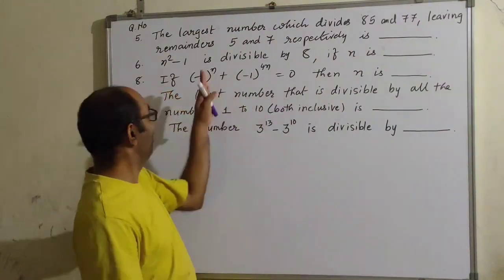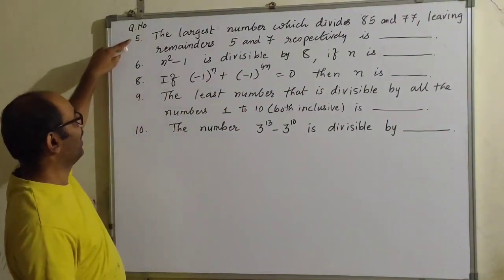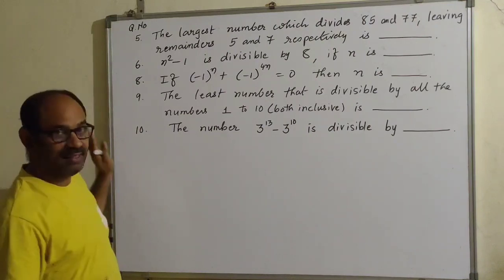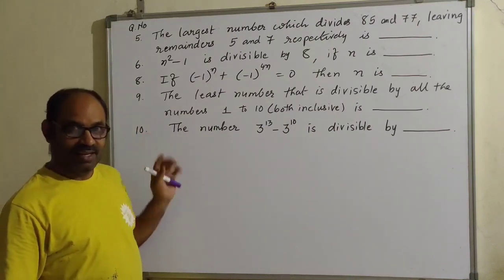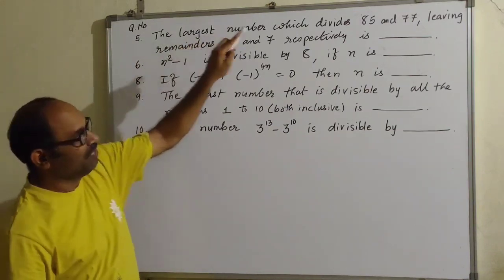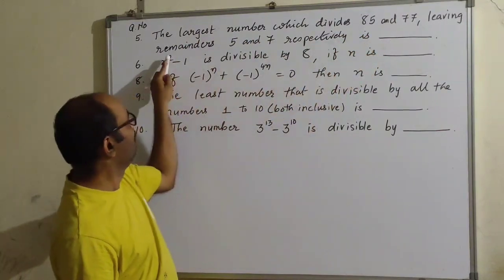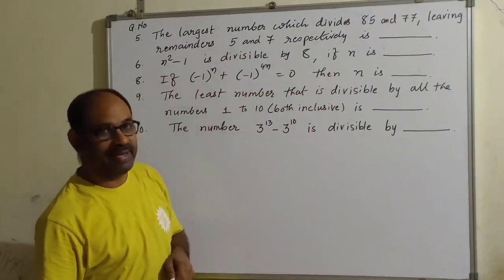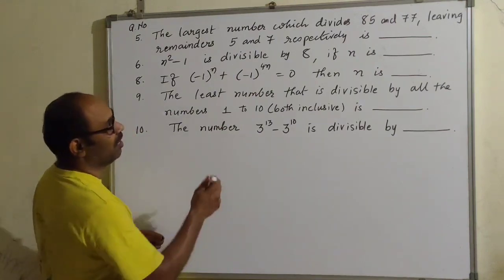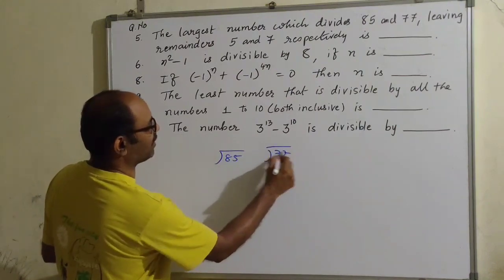Okay, so here are a few questions. I have chosen a few questions from the assignment: 5th, 6th, 8th, 9th and 10th. Okay, let's see number 5. The largest number which divides 85 and 77, leaving the remainders 5 and 7 respectively, is dash. Very quickly, now this is just a one mark question. Largest number that divides 85 and 77.